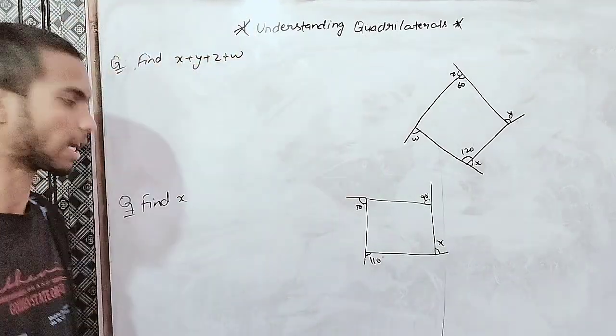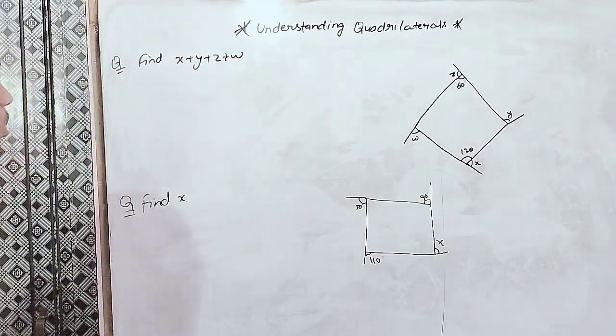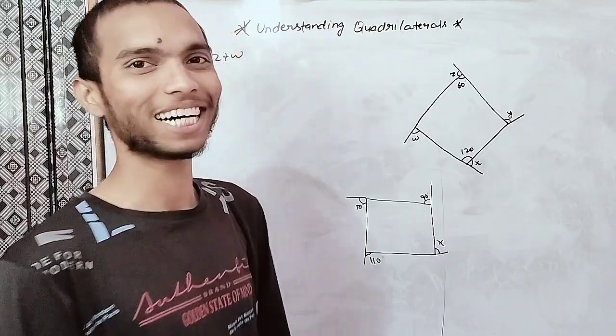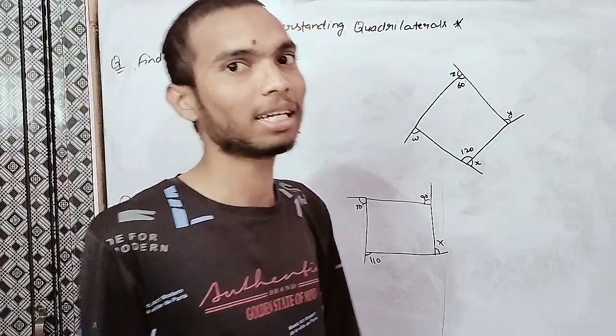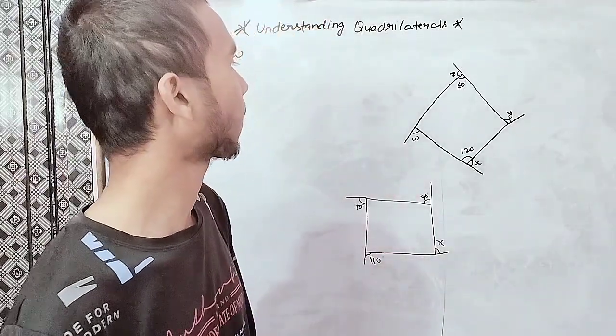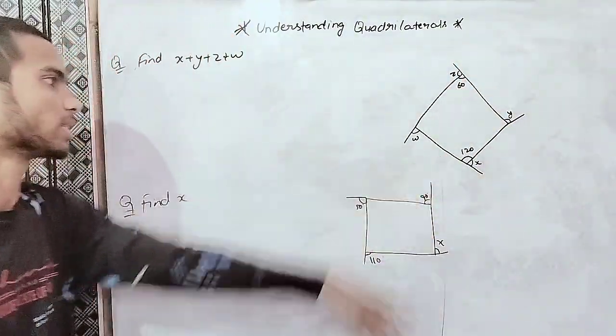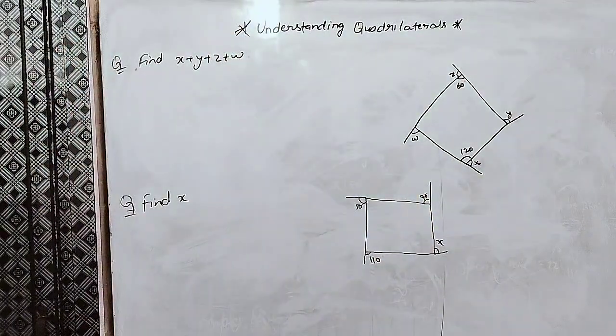Interior angles, exterior angles. Let's solve it. First question is the same. X plus y plus z plus w is how much? This is what we are going to find out: the value of all exterior angles of this diagram. This is the second question.